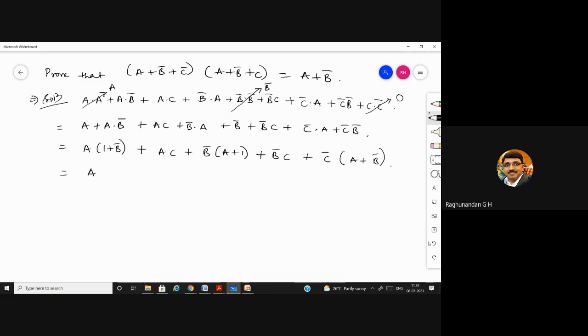So now A into 1 plus B bar. What is 1 plus B bar? It is 1. So we'll leave it as this. AC. A plus 1 is 1. Then B bar C plus C bar of A plus B bar. Can something be done here? Can you do something?